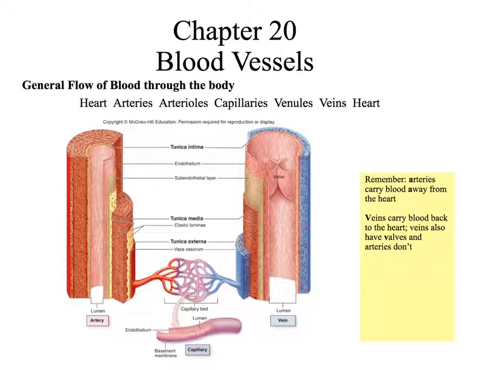So this is chapter 20, and chapter 20 covers blood vessels and blood pressure. You're going to go over the anatomy in lab, so you'll go over the basic structure of the vessels, and you'll also go over where the locations of them are in the body.